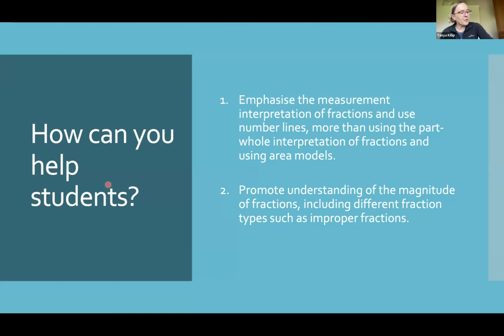It's important also that this includes the fraction magnitude of different types of fractions, such as improper fractions. There have been a number of studies looking at marking fractions on number lines, and many students mark improper fractions on the number line between 0 and 1, which shows obviously a lack of understanding. And also, this will emphasize the measurement interpretation by using improper fractions, because you can't interpret them properly with the part-whole interpretation, as we've looked at earlier.